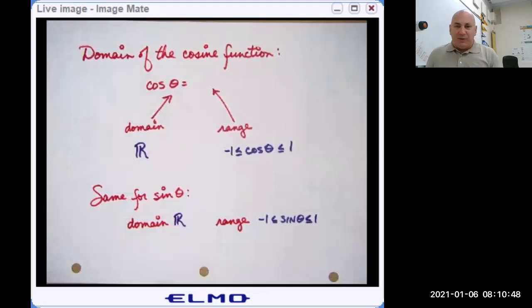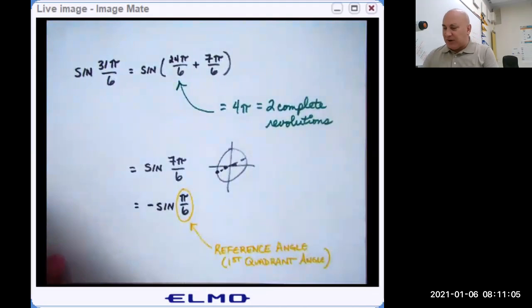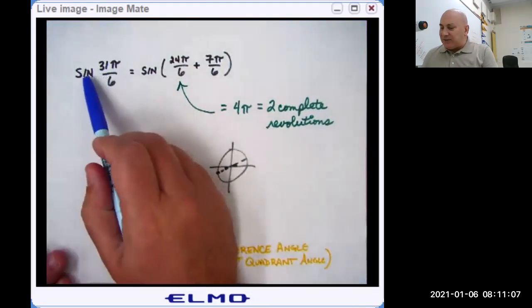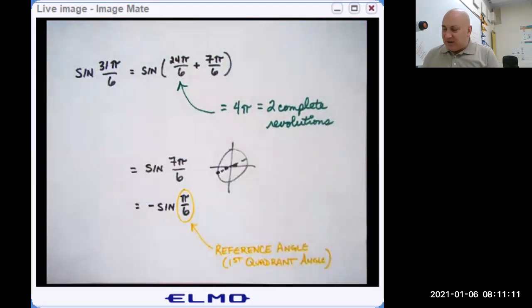Now let's say that we want to do something fun, and there's really no reason to do this except to develop our facility with these new functions, sine and cosine. There's no real world reason that I could think of to do this. I want to write the sine of 31 pi over 6 as the sine of a first quadrant angle.